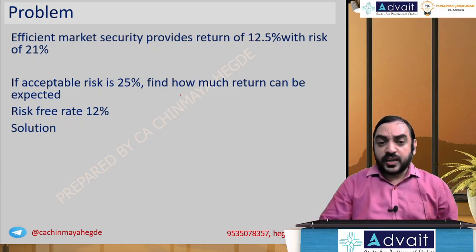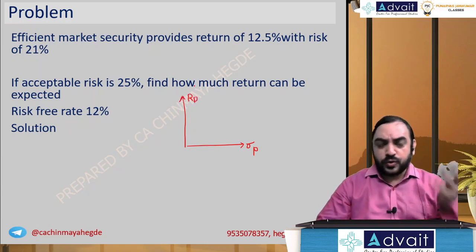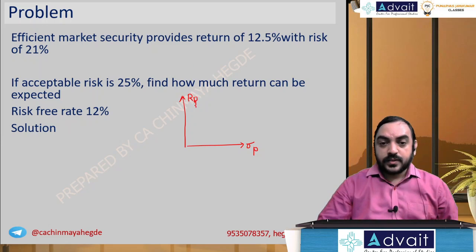Let me remind you quickly. On the x-axis, we will have the standard deviation of the portfolio. On the y-axis, we will have the return, or portfolio return basically. So this is the standard deviation and this is the return on the y-axis. And you draw a line. What is the starting point? The starting point is the risk-free rate.